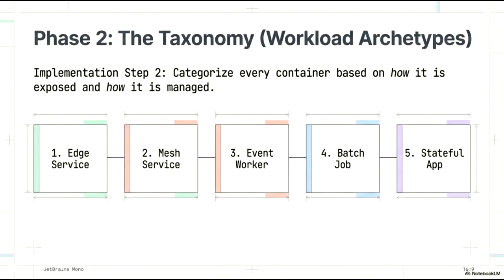First, we have edge services, which act as the entry points for external traffic. Second are mesh services, which facilitate internal service-to-service communication. Third, we define event workers, designed specifically to process asynchronous event streams. Fourth, we account for batch jobs, which are short-lived tasks that run until a specific process is complete. Finally, we include stateful apps, which manage persistent data and require unique management strategies compared to their stateless counterparts. This classification is essential for building a scalable and predictable infrastructure.